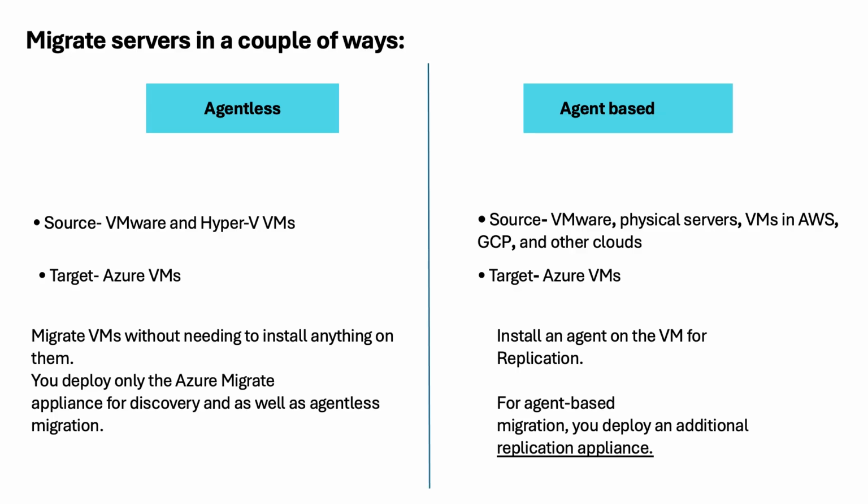Azure Migrate offers a comprehensive suite of tools designed to facilitate the migration of various workloads from on-premises environments to the Azure cloud. This includes support for agentless migration for VMware and Hyper-V, and agent-based migration for VMware and physical servers, as well as other public clouds such as AWS and GCP.